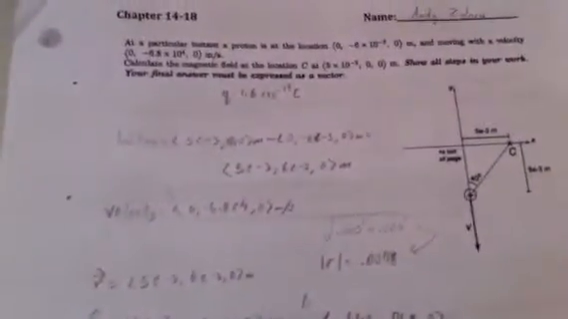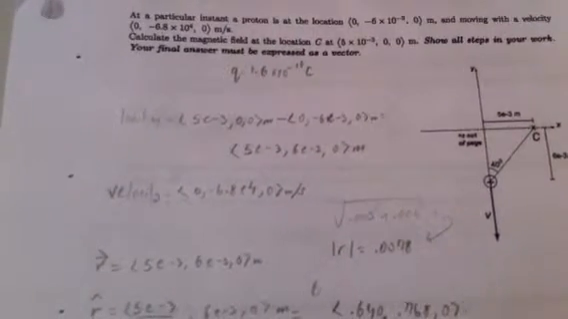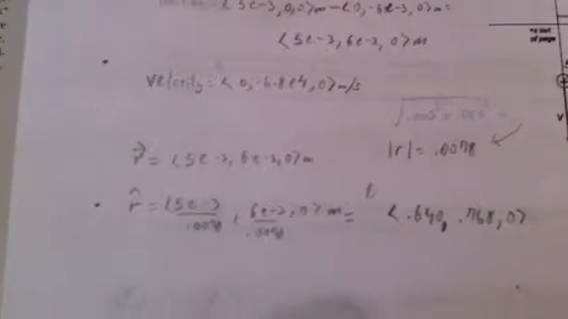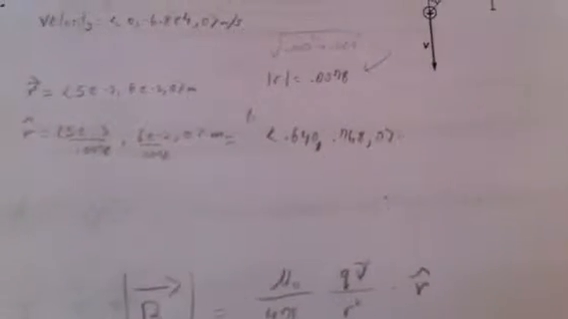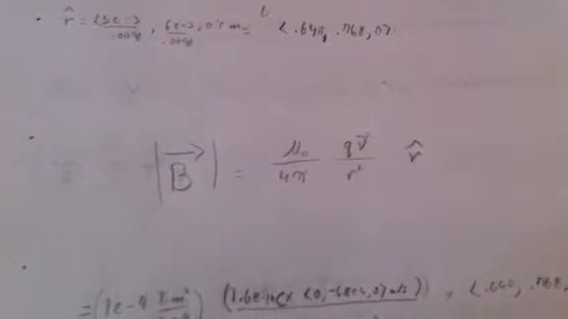So in the first one, we're given the location and the charge and everything. So we find our radius right there. Our velocity is also given. So our radius is going to be 5e-3, 6e-3, 0 meters. From that we can also find our magnitude of r, and then we find our r hat from that, and there it is. It doesn't have units, and that's the magnitude equation that we're going to use.